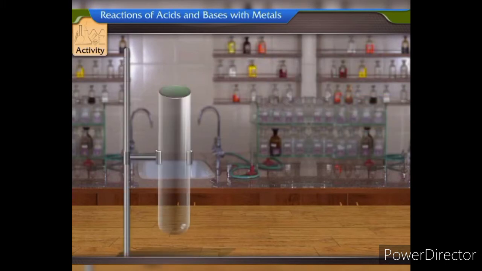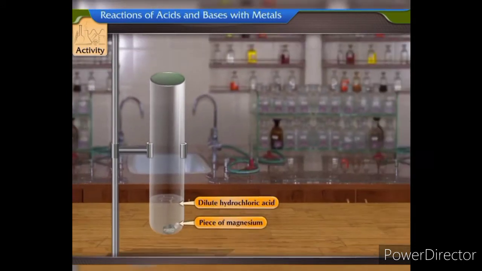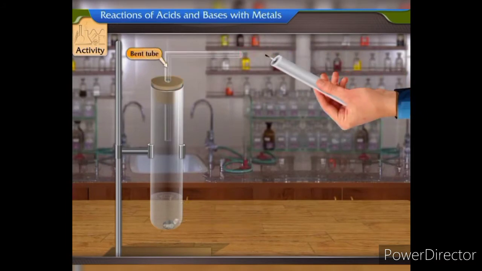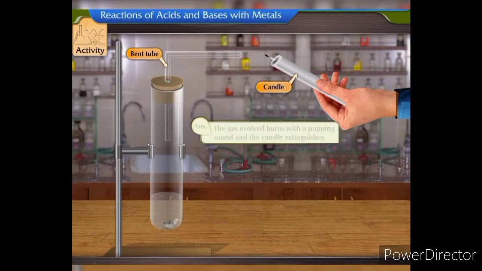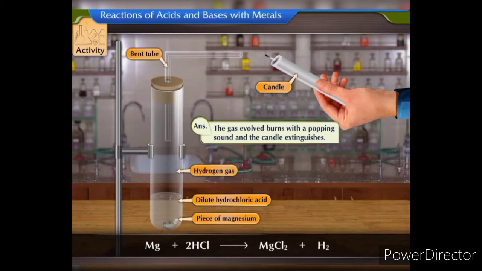Take a test tube, add a piece of magnesium. Then add a few drops of dilute hydrochloric acid to it. Fix a bent tube and carefully hold a burning candle at the other end of the bent tube. The gas evolved burns with a popping sound and the candle extinguishes. Let us see the reaction. Magnesium reacts with dilute hydrochloric acid to form magnesium chloride and hydrogen gas.